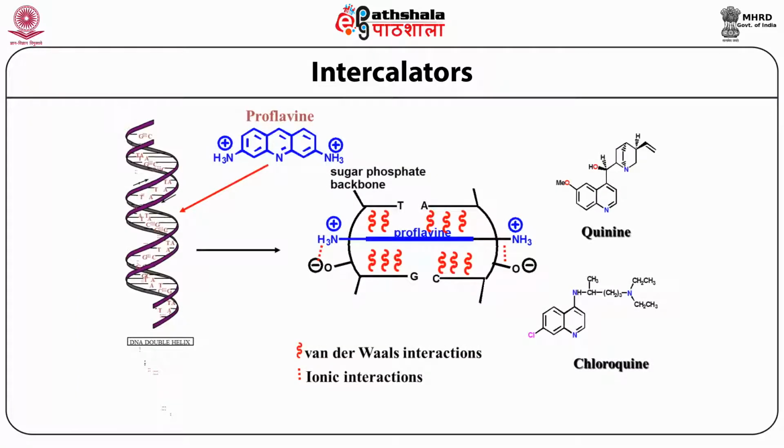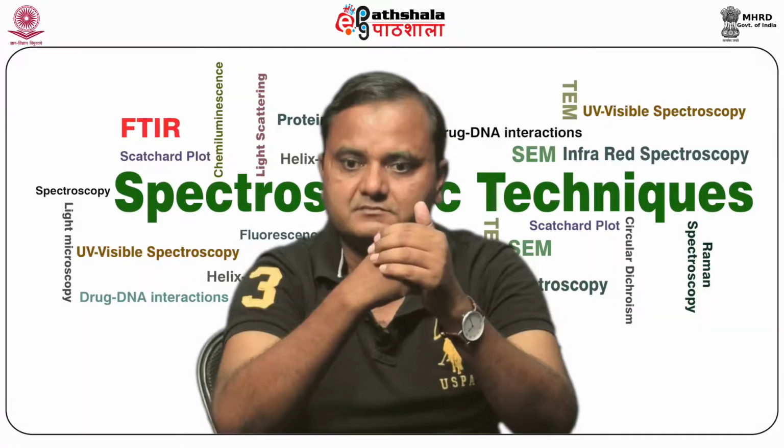Here you can see how proflavin binds to the DNA. You can see here that the positive charge of the proflavin is attracted to the negative charge of the phosphate, and thus it binds to the DNA through van der Waals interactions as well as ionic interactions. The other examples are quinine and chloroquine.